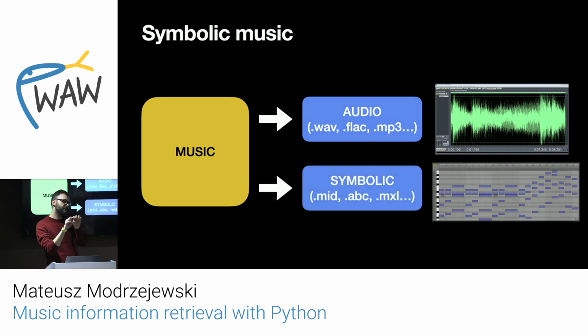But there's also another separate world of how music can be represented, and this is called symbolic formats. So audio we can listen to, symbolic we can't listen to. This is just like a digital version of the sheet music of the music, right? And MIDI is the most common format that's used.